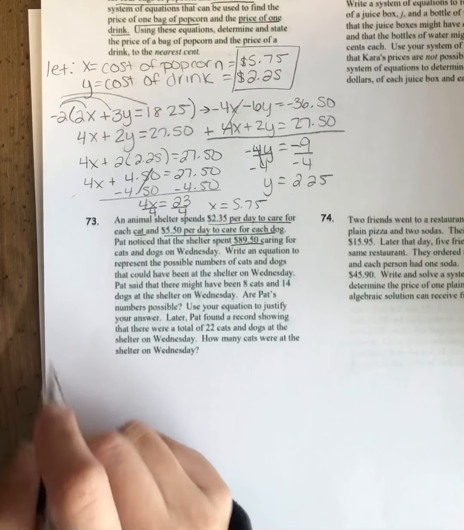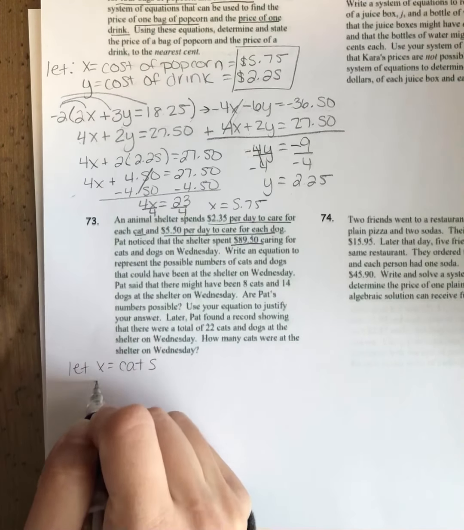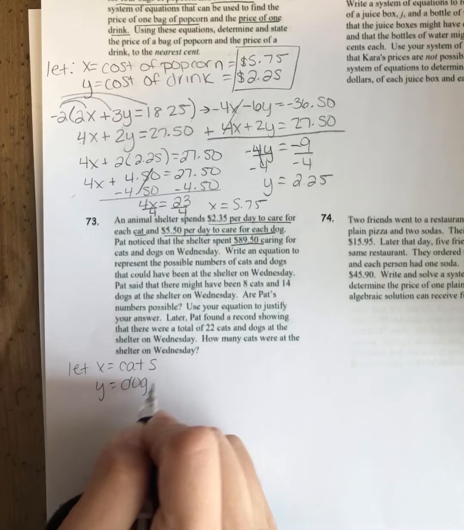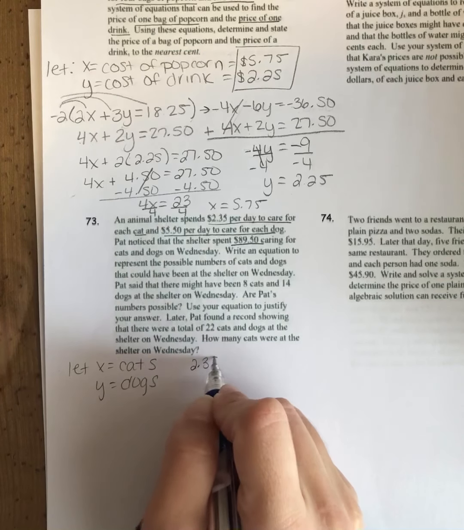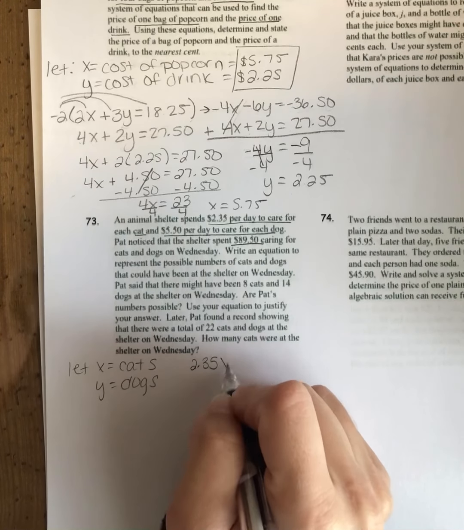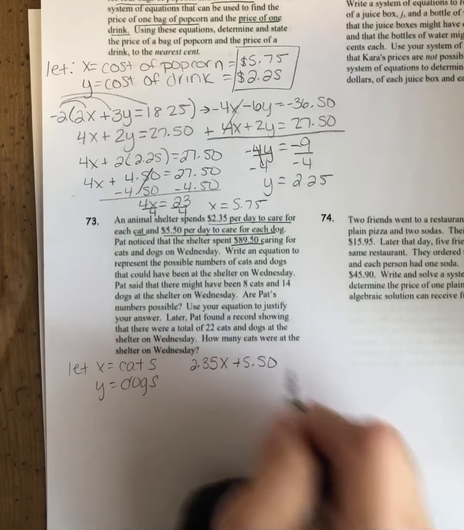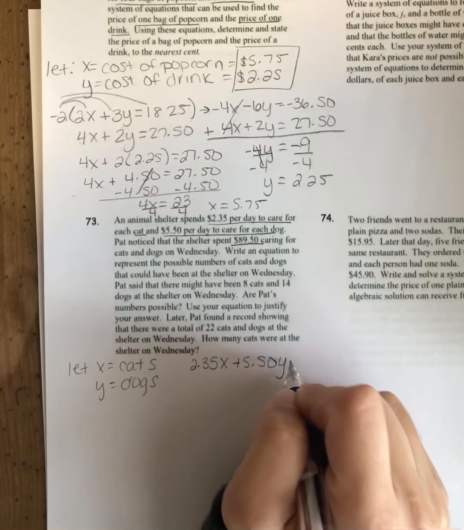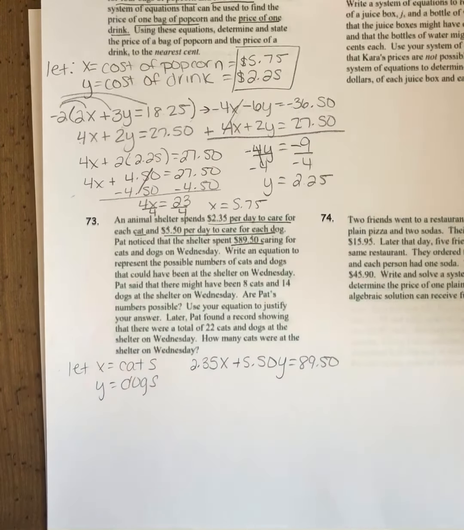So I'm going to say, let x equal cats and y equals dogs. If I know that it costs $2.35 to care for a cat times the number of cats we have, and then $5.50 per dog times the number of dogs we have, that would give us our total of $89.50.